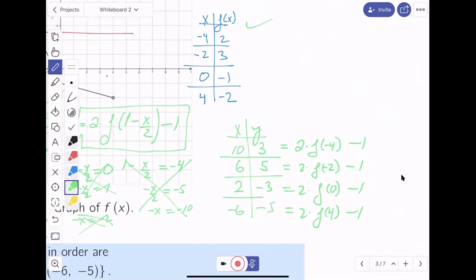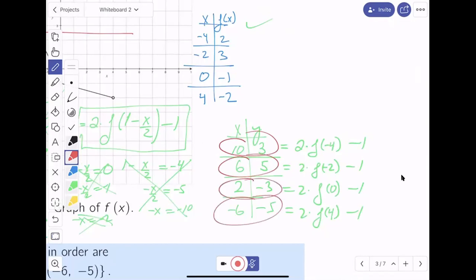Okay. Look at the key. All right, what's the key going to be? Looking at the points, let's take a look at that. I see this point, 10, 3. 6, 5. 2, minus 3. And minus 6, minus 5.